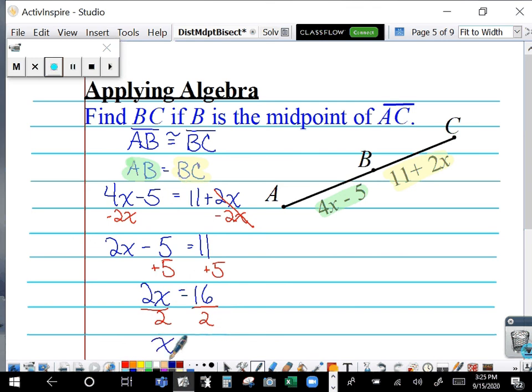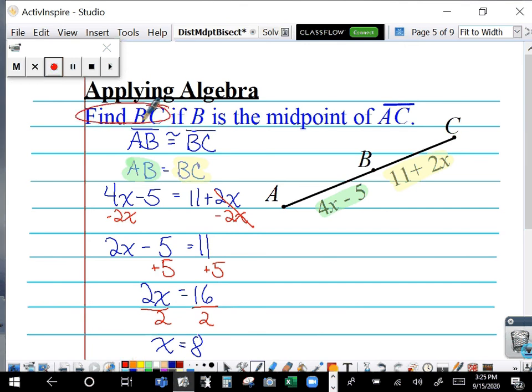Now, someone's going to circle that and say that's our final answer, but I got bad news for you guys. That's not the final answer. The directions didn't say to find x. The directions said to find BC. So, how do I find BC? Well, guys, good news. It's pretty simple.